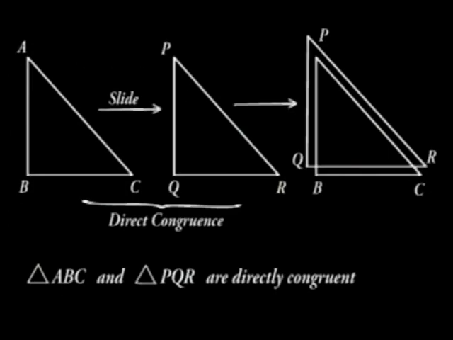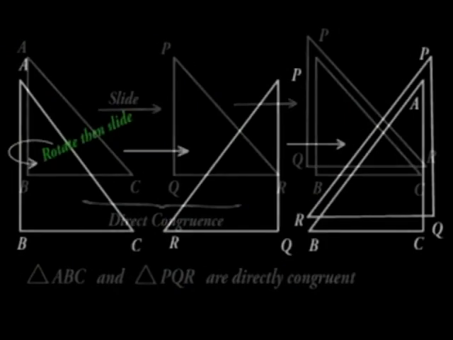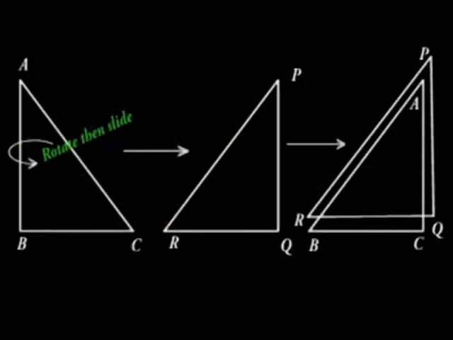For example, triangle ABC is directly congruent to triangle PQR. If congruent shapes have to be turned over to fit, the congruence is said to be opposite. For example, triangle ABC below is oppositely congruent to PQR.